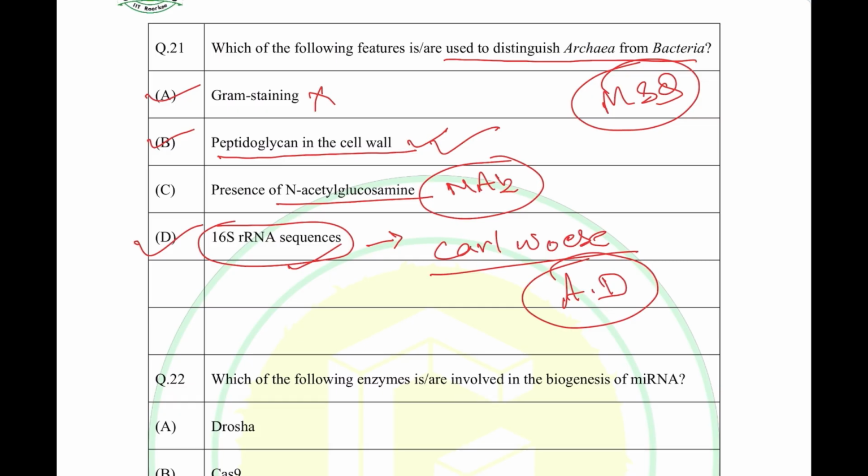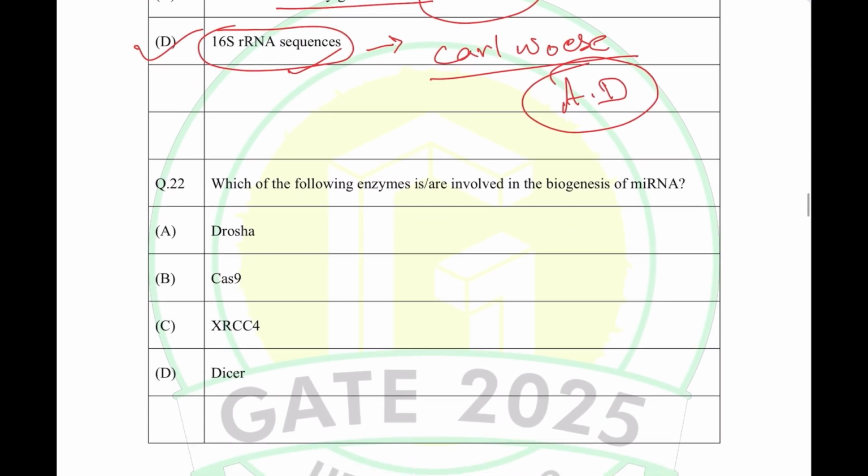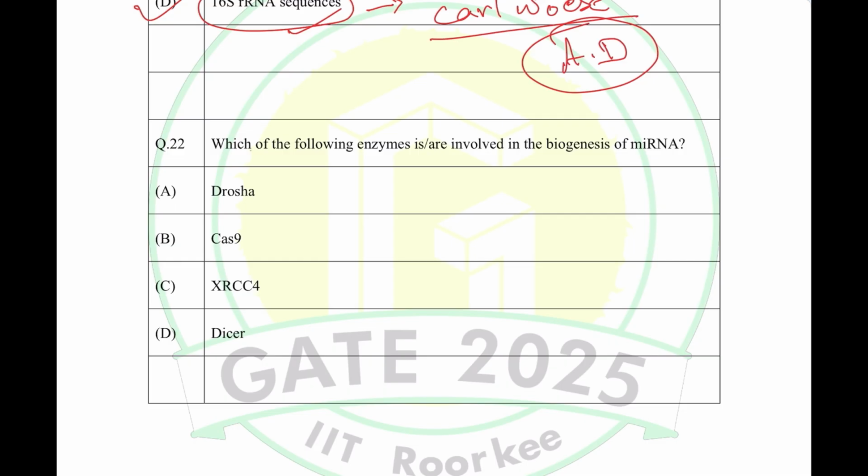Again, moving on to the next question. Which of the following enzymes are involved in the biogenesis of the mRNA? So again, this is also an MSQ question. Which enzymes are involved in biogenesis of mRNA?